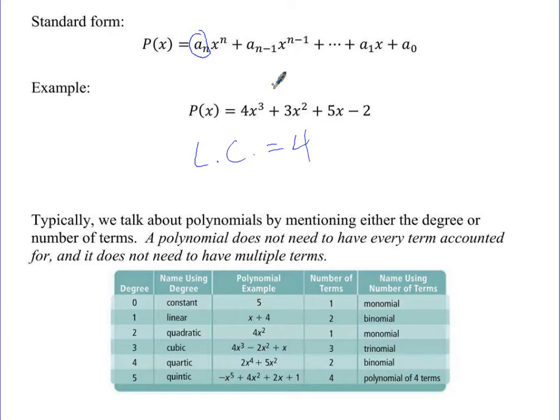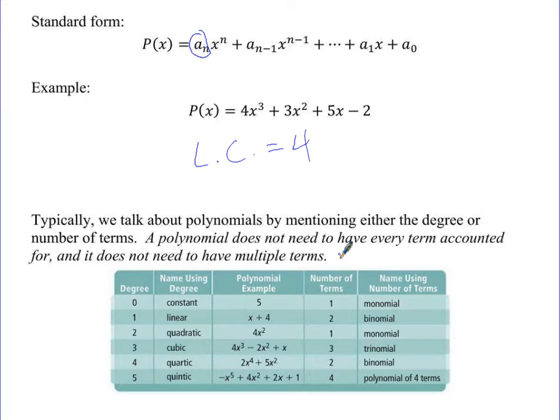Okay? Or if I say, give me a trinomial, then I'm talking about the number of terms that the polynomial has. It could have any degree I want, but it can only have how many terms? 3, if I'm talking about a trinomial. Okay? So that's what this is saying right here. A polynomial does not need to have every term accounted for. A polynomial also does not need to have multiple terms. It can have only one term. It can be a fifth degree polynomial with only one term. It can be a fifth degree polynomial with 5 terms.